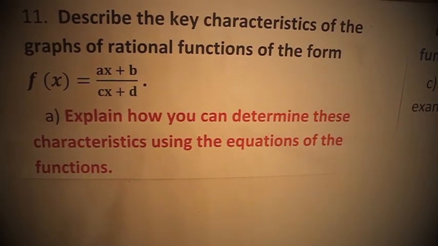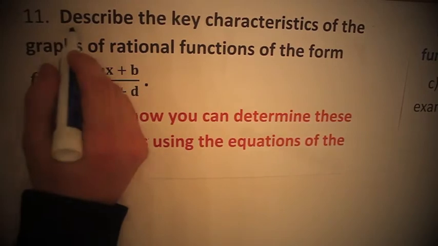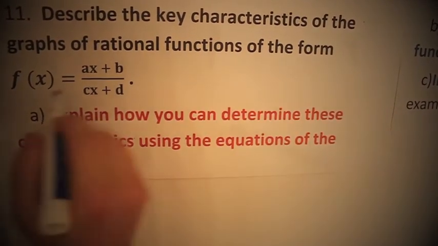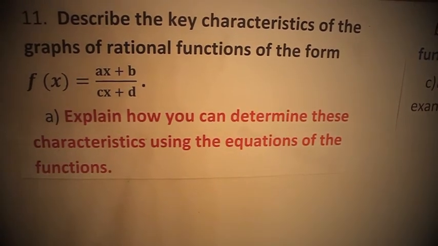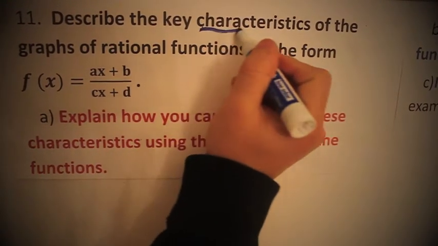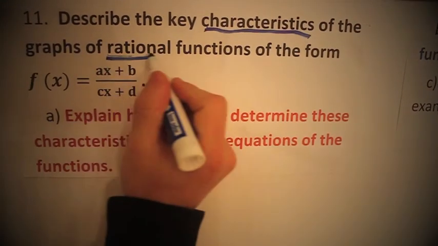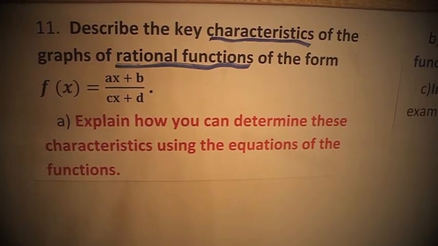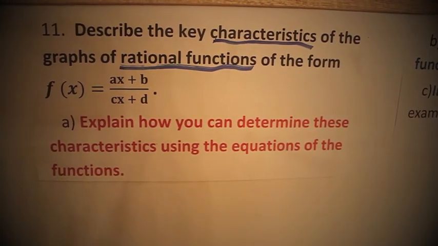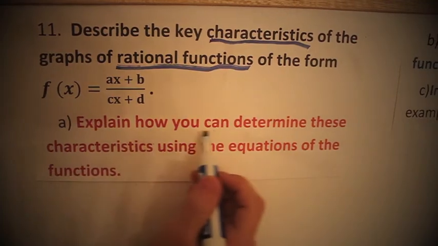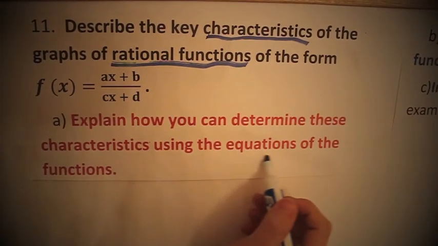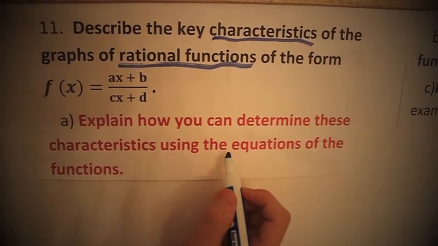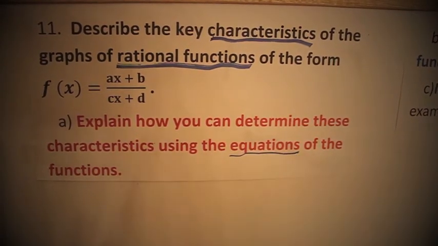Going back through this question, let's analyze the important parts of it. First, the question asks to describe the key characteristics of the graphs of rational functions in the form f(x) equals (ax plus b) divided by (cx plus d). The important part in this section is characteristics of graphs of rational functions. This basically sets up the whole question and deals with the importance of rational functions, which we studied a lot in Unit 3. Part A of this question states, explain how you can determine these characteristics using the equation of the functions. The important part in this question is using the function to help with answering the question.